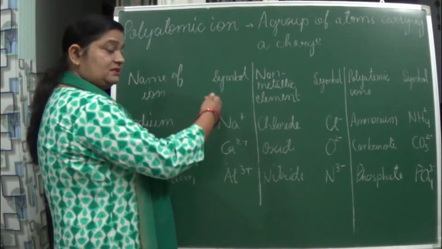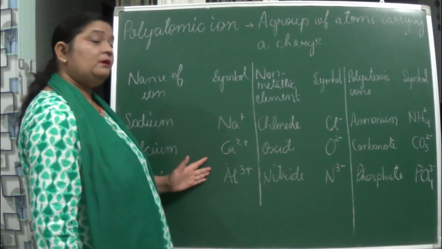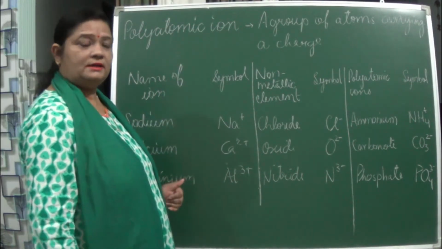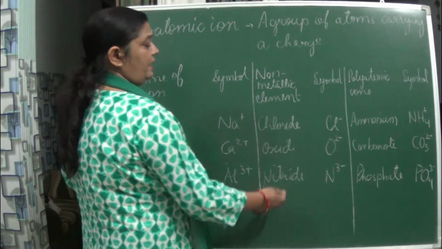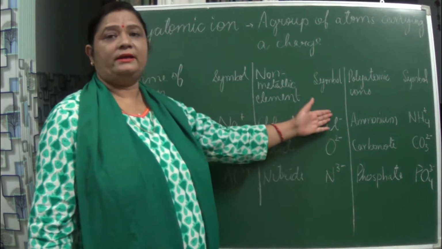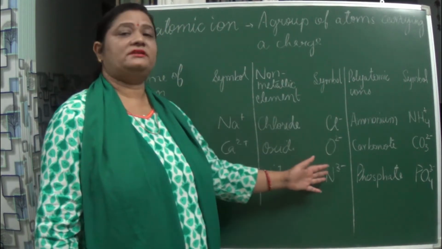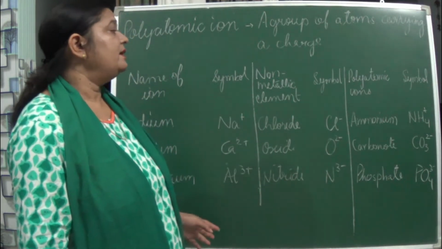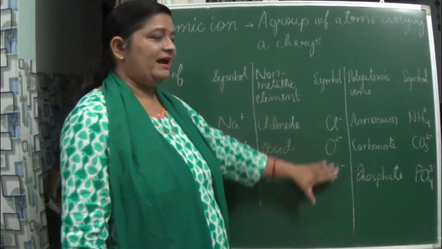Now, these are all metals, so metals form cations. Now coming to non-metallic elements like chloride, oxide, nitride. Chlorine can accept one electron, thereby getting one negative charge. Oxides have two negative charges. Nitrides have three negative charges. The number of charges written is the number of electrons they can accept to become an anion. So these are all anions.